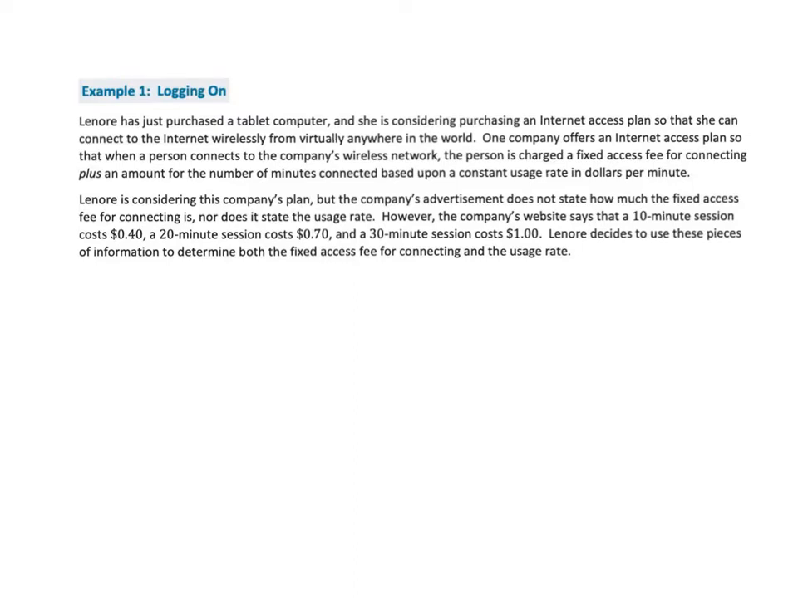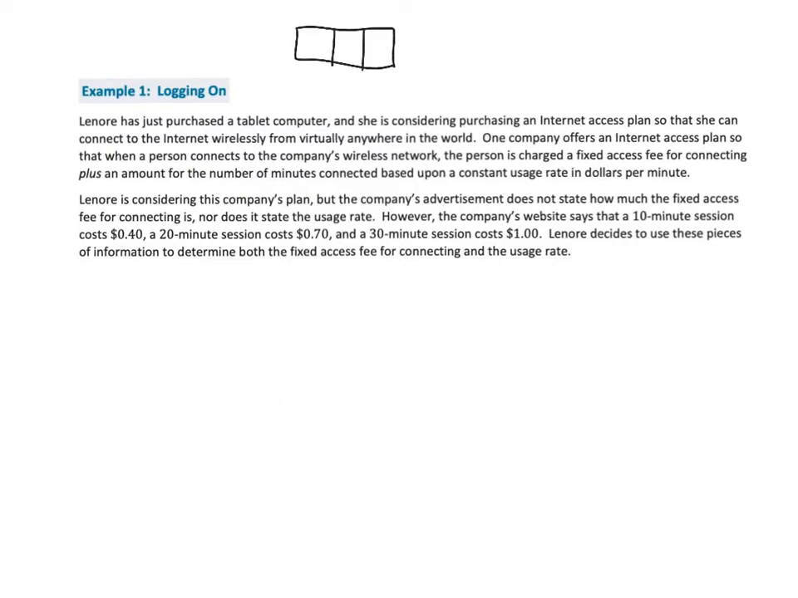Lenore is considering this company's plan, but the company's advertisement does not state how much the fixed access fee for connecting is, nor does it state the usage rate. However, the company's website says that a 10-minute session costs 40 cents, a 20-minute session costs 70 cents, and a 30-minute session costs $1. Lenore decides to use these pieces of information to determine both the fixed access fee for connecting and the usage rate. Super long problem, but we're going to break it down.